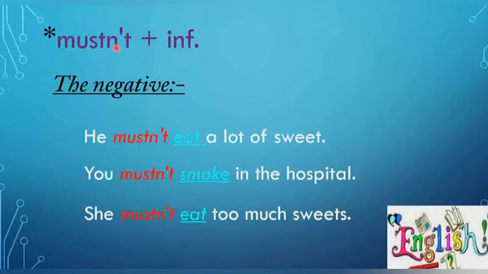Let's read the first sentence together. He mustn't eat a lot of sweets. It's something forbidden. He's not allowed to eat a lot of sweets. It's forbidden for him to do that.